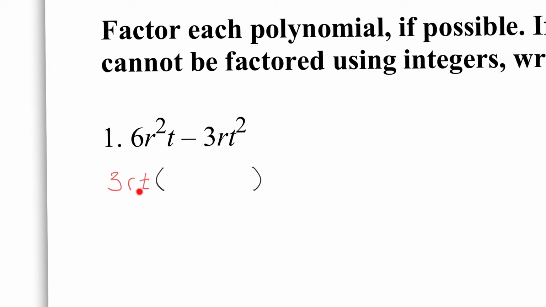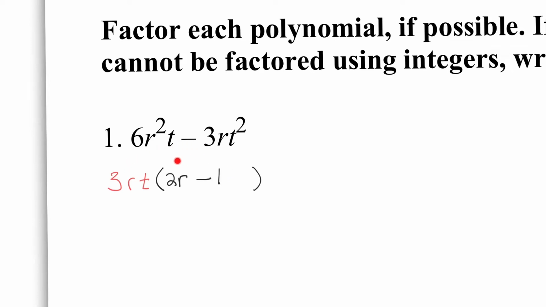Now that you have the greatest common factor outside of the parentheses, you will divide. 6 divided by 3 will be 2. Remember that you took out an r, but you had an r squared, so you're going to have one r left inside the parentheses. And you took out the t, so you're not going to have a t inside the parentheses. Then for the second term, you divide. We have a negative 3. Negative 3 divided by 3 will be negative 1.